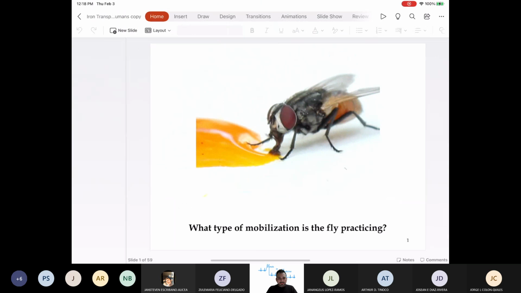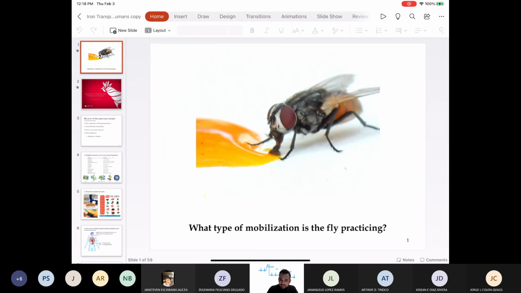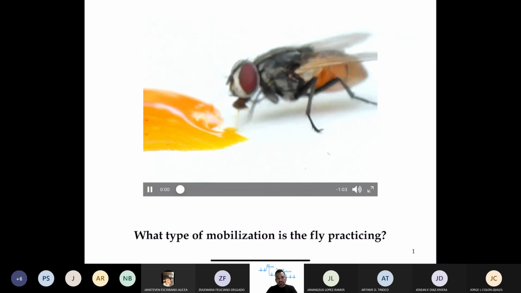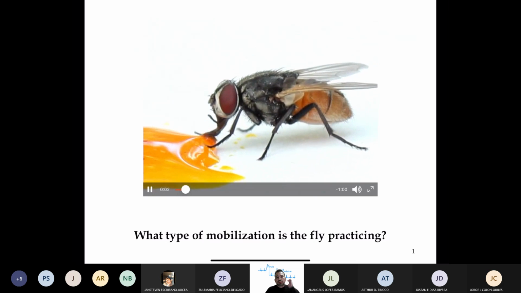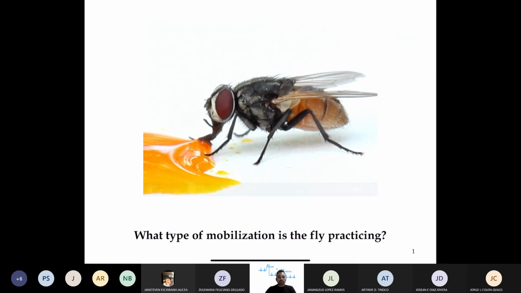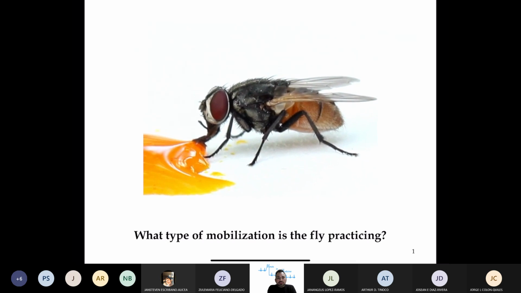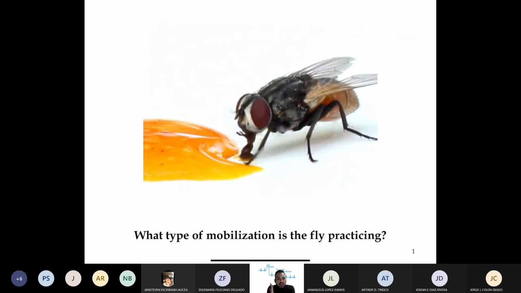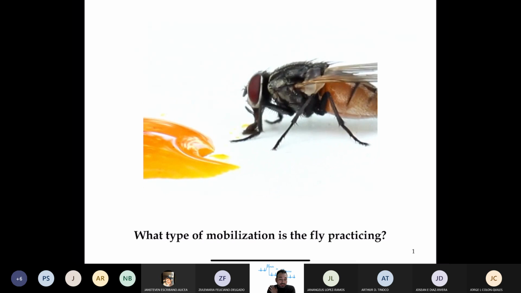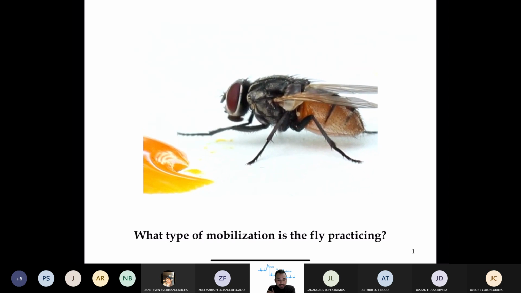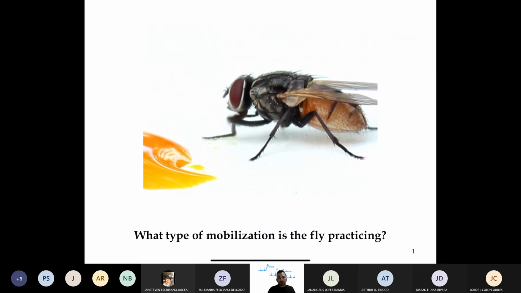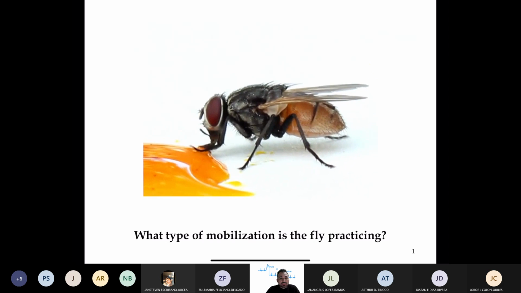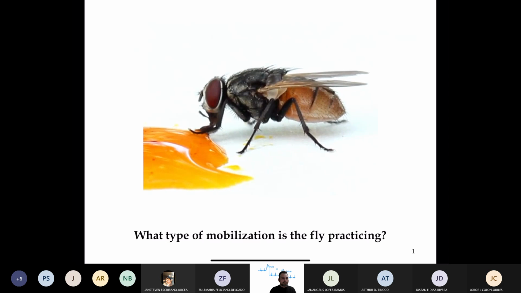All right, so now that we've talked a little bit about this idea of mobilization, what I'm asking you here is to look at this figure, this video, and then think about what type of mobilization is being practiced by this fly. As you know, flies will release vomit in order to facilitate digesting their nutrition. So of the types of mobilizations that I listed, what type is being practiced here?